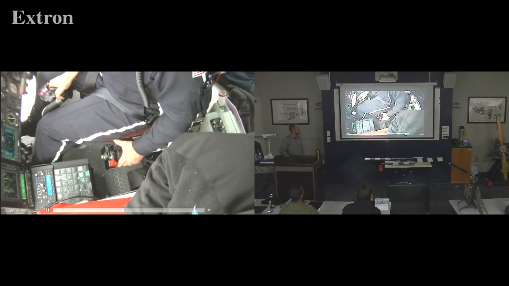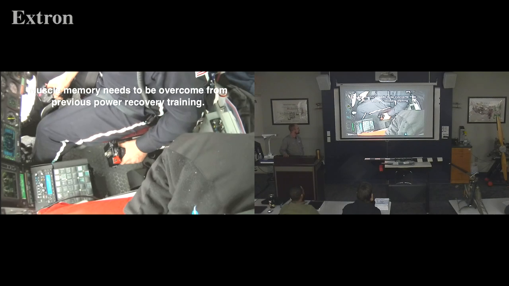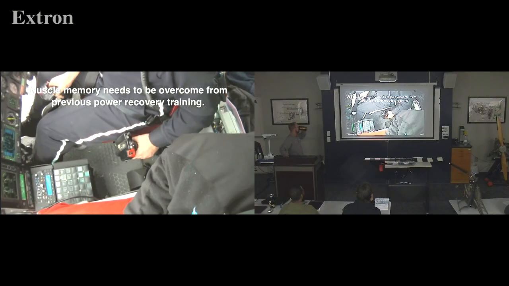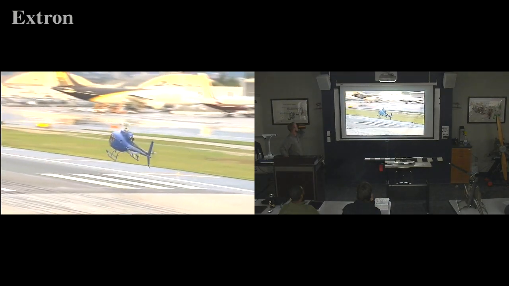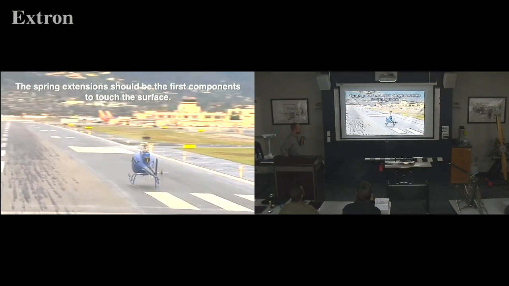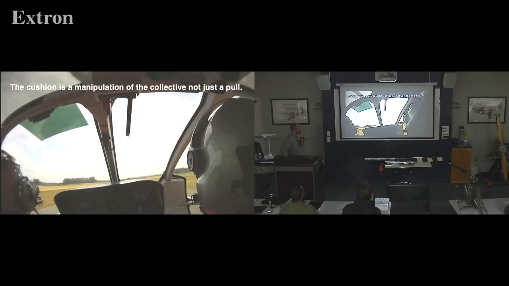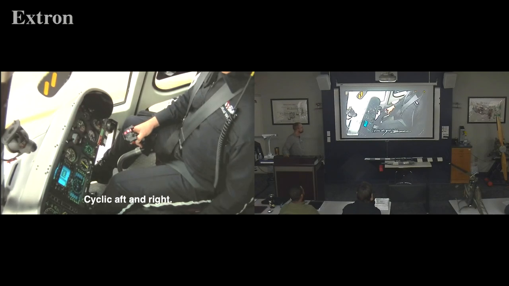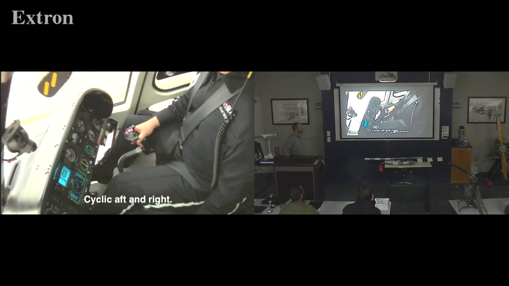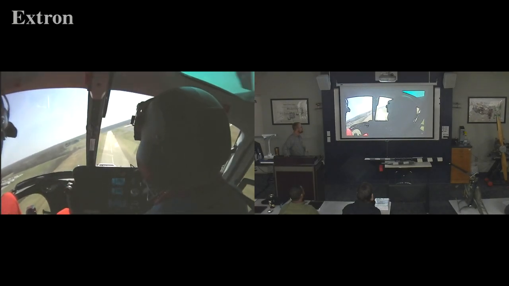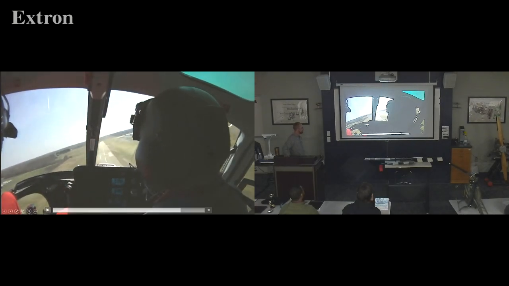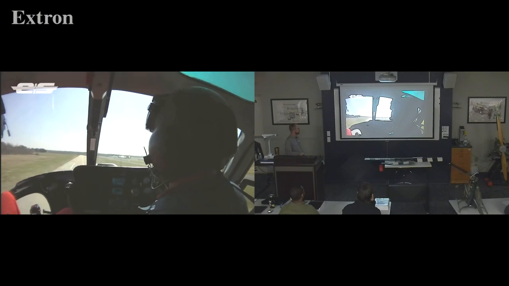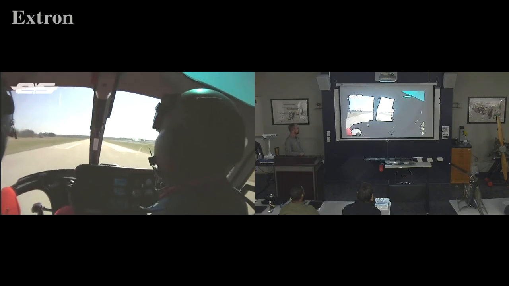The collective is slowly induced during the level while still allowing the helicopter to settle. A common detrimental muscle memory that is developed from conducting power recovery autos is the reluctance to utilize sufficient collective during touchdown. The first portion of the skids to touch the surface are the spring extensions. The collective is manipulated to allow for a smooth touchdown. As the AS350 settles flat on its landing gear, the cyclic gets displaced slightly aft and right. By following these steps and a little practice, you'll be conducting autorotations like a pro.